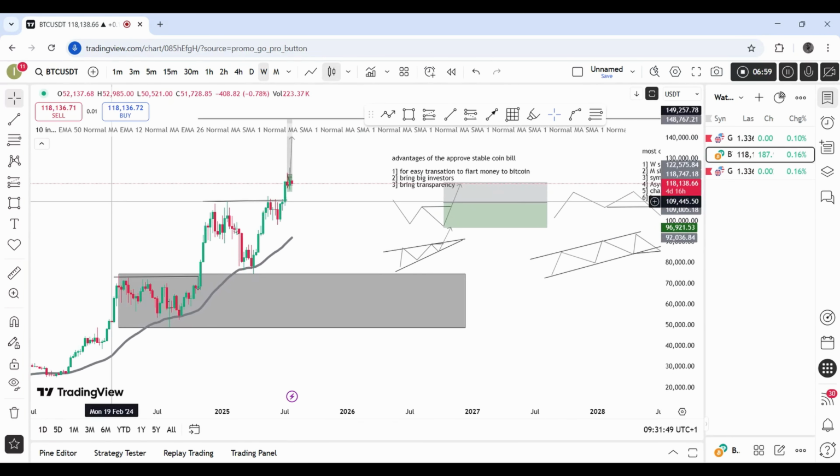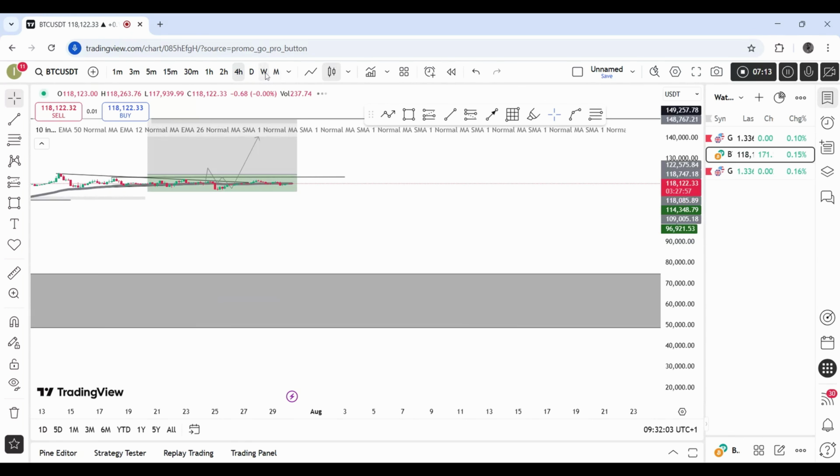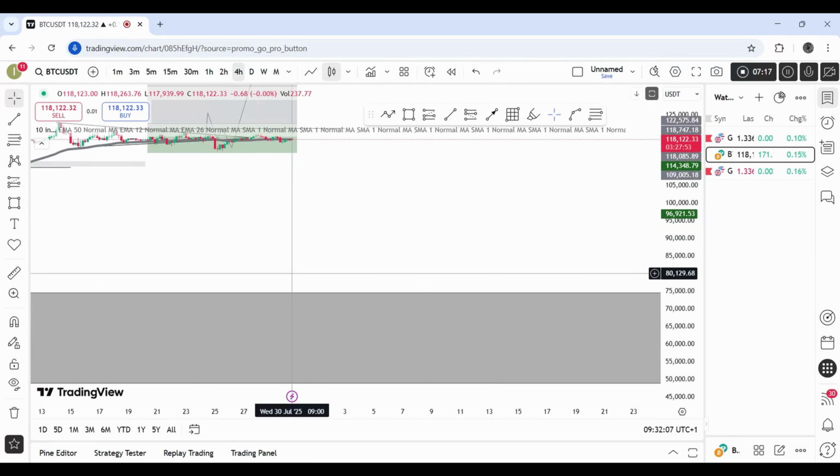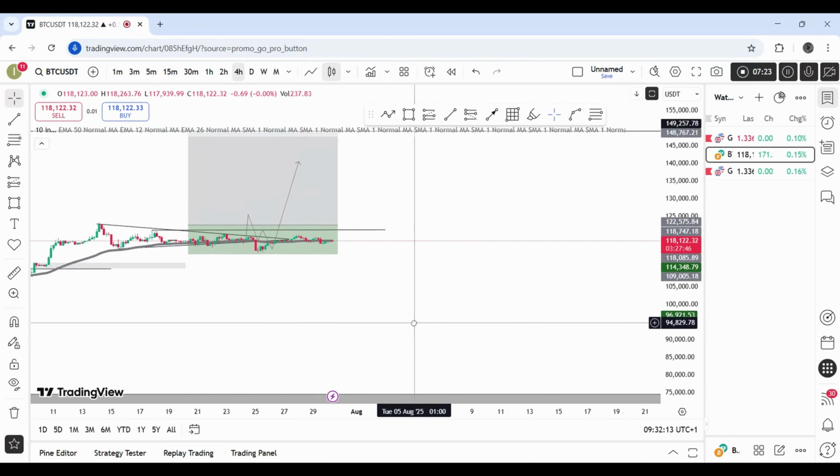So we're going to go to top down analysis. We're going to go to the analysis on Bitcoin this week. So on Bitcoin this week, let's go to the 4 hour time frame. On Bitcoin this week, I was saying what I was expecting on Bitcoin this week.